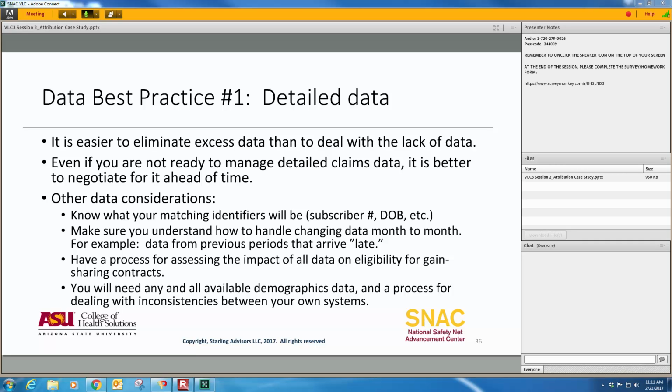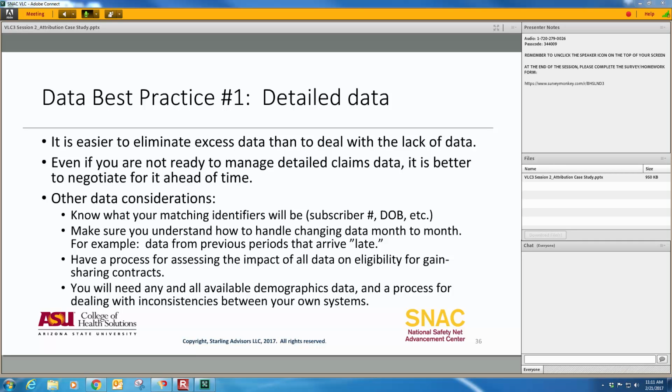Having a process for assessing the impact of all data on eligibility for gain sharing contracts. So what I mean by that is know the rules of your contracts, know what you get paid for. In the second example, we talked about how if patients fell off the eligibility at any point in the year, they were ineligible for payment for the annual bonuses. So knowing how that works, knowing what you can do about it is critically important.